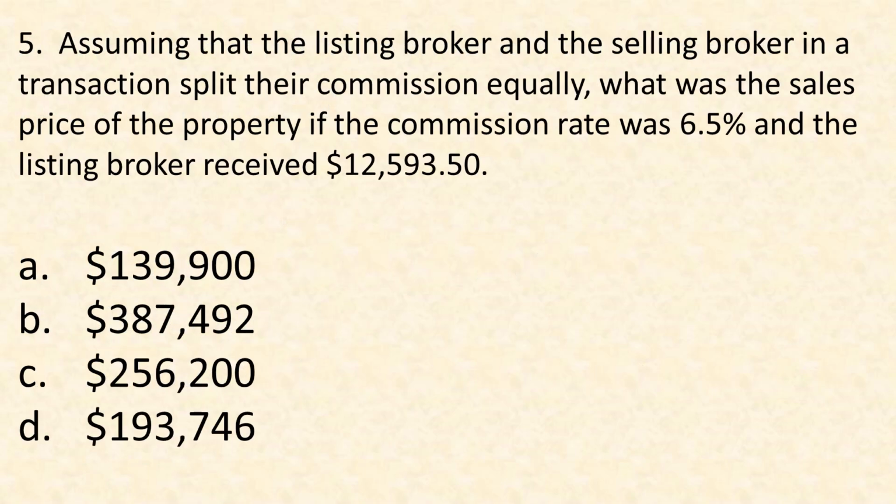Question number 5. Assuming that the listing broker and the selling broker in a transaction split their commission equally, what was the sales price for the property if the commission rate was 6.5% and the listing broker received $12,593.50 as commission? A, $139,900. B, $387,492. C, $256,200. Or D, $193,746.